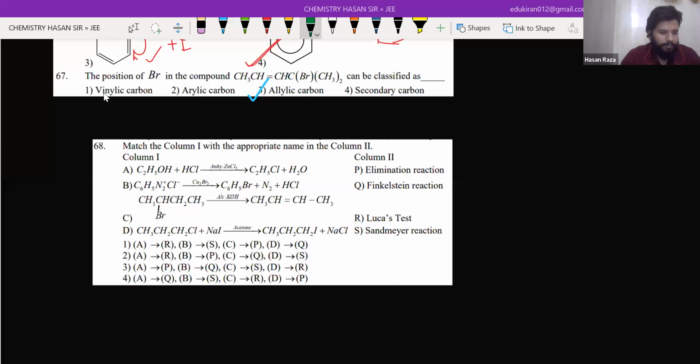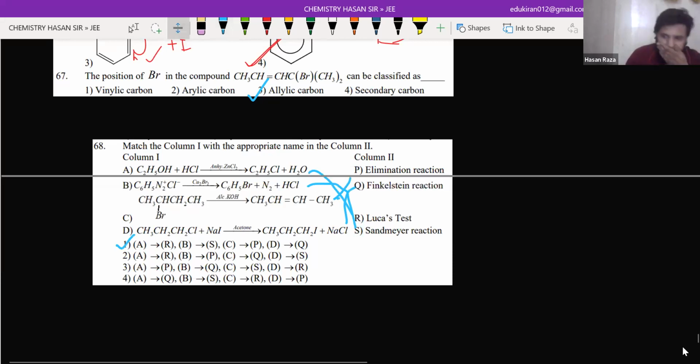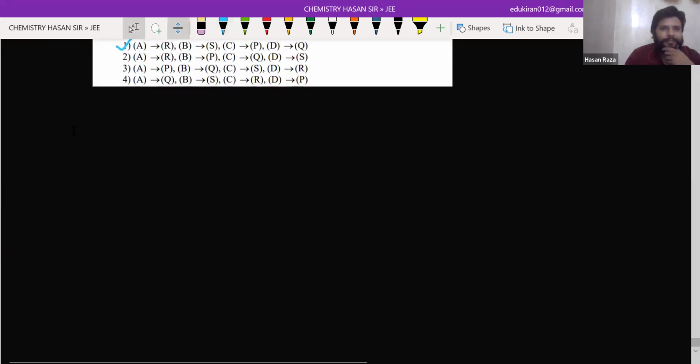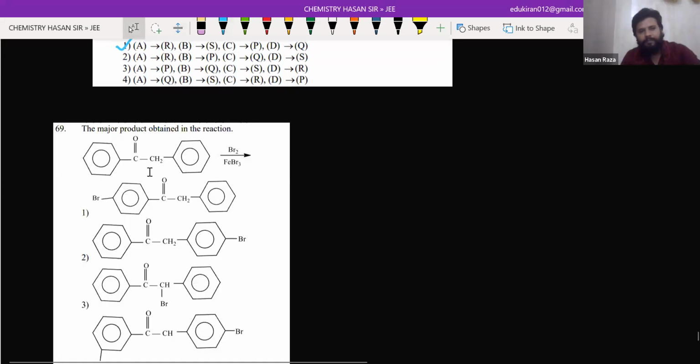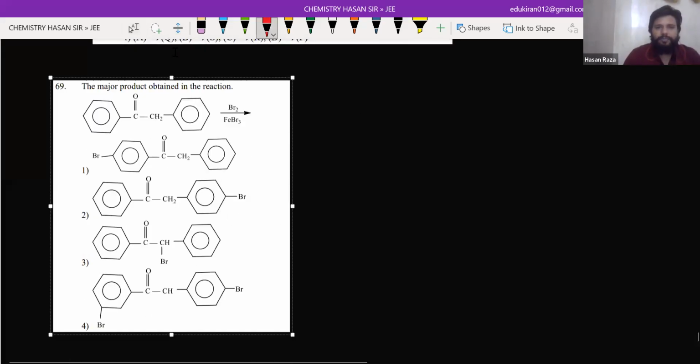Sir, option A. Very good. So this is the correct option. You can see this is your, I think, Lucas reagent, right? CuBr2 comes under Sandmeyer's reaction. Then for this, alcoholic KOH, it is an elimination reaction, and for this it is the Finkelstein reaction. Option A is the correct answer. This is a good question. It might look tough, but it is very easy.